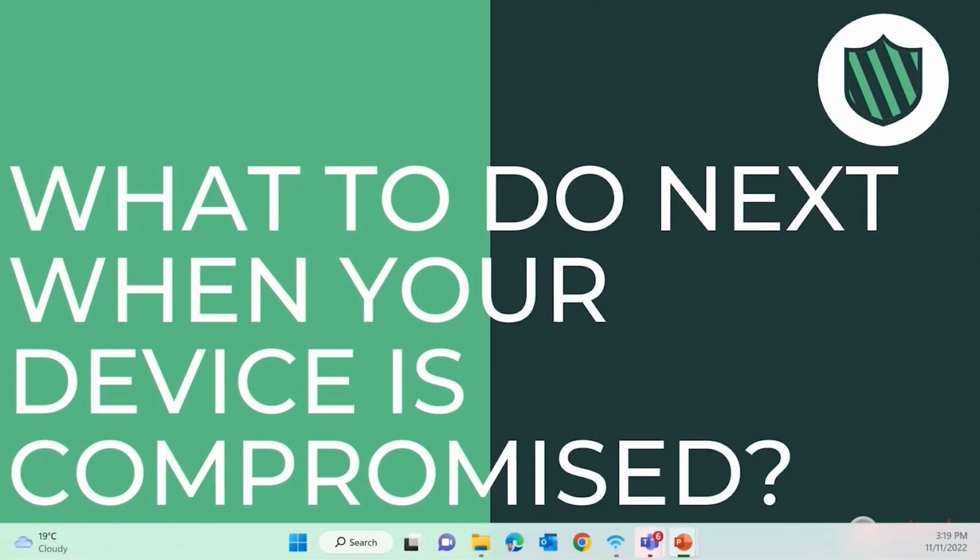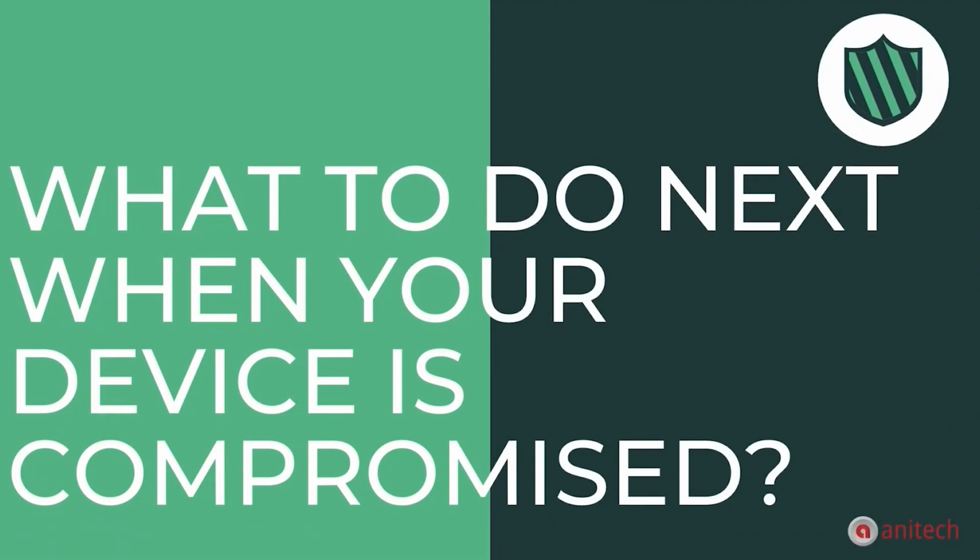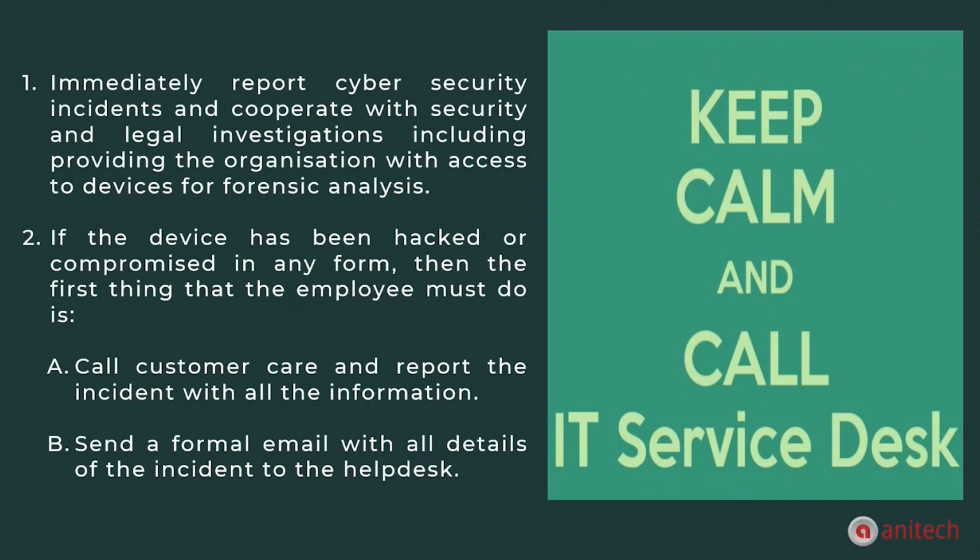Well, let's talk about what to do next when your device is compromised. Very tough situation, but it does happen. The first thing is immediately call your manager, report the case, then call your help desk, tell them each and everything, log a proper case, send them an email, report the incident. Describe the incident as much as you can, detail everything, give your username to them, give your phone details to them, how it happened, when it happened. Try to be more precise about the timings and let them check. So it goes like: keep calm and call the help desk.